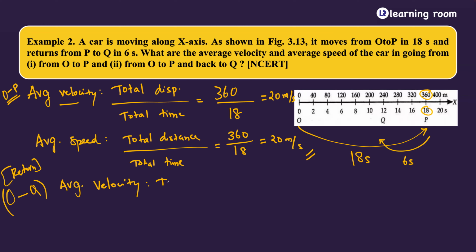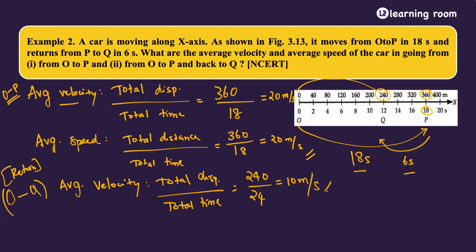Formula is the same. Total displacement by total time. So what is the displacement of the particle? From O to Q, the displacement is 240. So it is going to be 240, but the time is going to be 18 plus 6. It is going to be 24. So average velocity will be 10 meters per second. It is decreasing because of the change in direction. So that's obvious, right? It should decrease because of the change in direction.